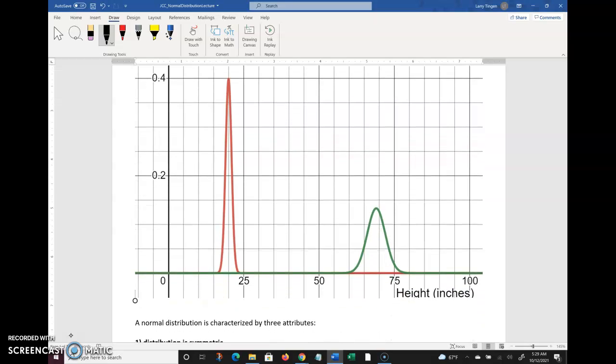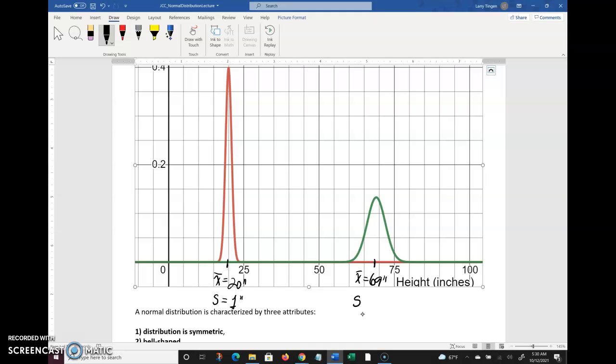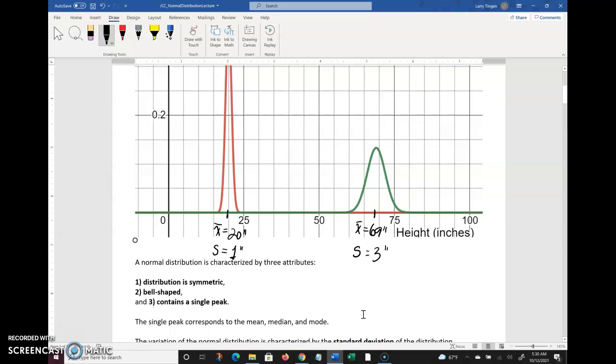For babies, the mean, right down the middle there, is 20 inches. And the standard deviation is 1 inch. For American males in the United States, the mean is 69 inches, and the standard deviation is 3 inches. So this shows you that with normal distributions, these graphs don't look alike. One's very tall and skinny, one's a bit shorter and fatter.